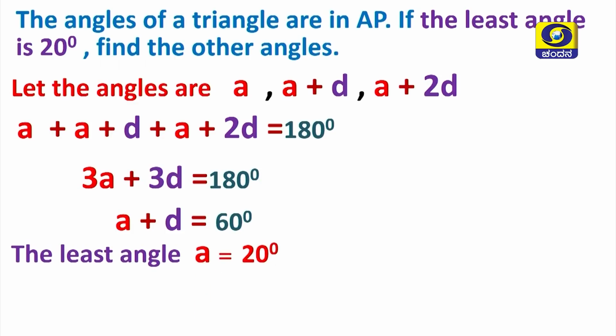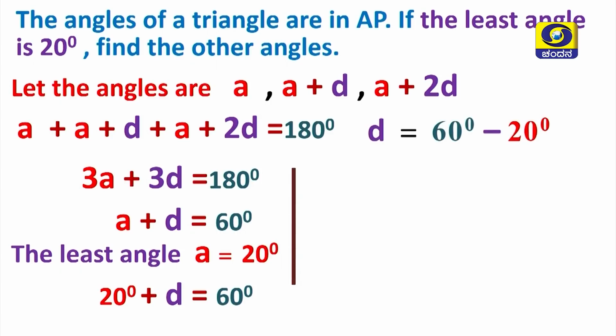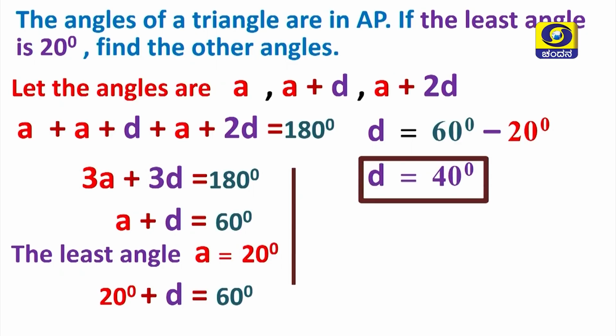Okay. Now you know they have given you in the problem the smallest angle or the least angle is 20. Which are the 3 angles you have taken? A, a plus d, a plus 2d. Which is the smallest angle? A has to be the smallest angle. So therefore the least angle a is equal to 20. Correct? Now substitute in the previous equation. In place of a put 20. 20 plus d is equal to 60. Therefore, d is equal to 60 minus 20, d is equal to 40 degrees.